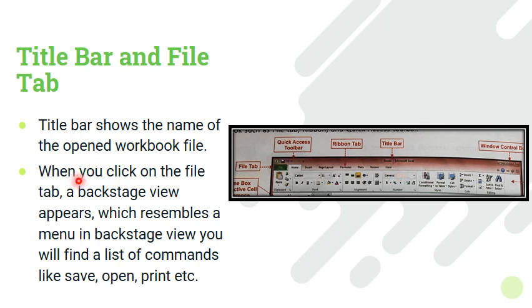So next, when you click on the file tab, a backstage view appears, which resembles a menu. In backstage view, you will find a list of commands like save, open, print and so on. Whenever you click on the file button, the file tab here, a backstage view will appear. It provides you some options like save, open, print, new, exit, like this. You can choose the option from that.